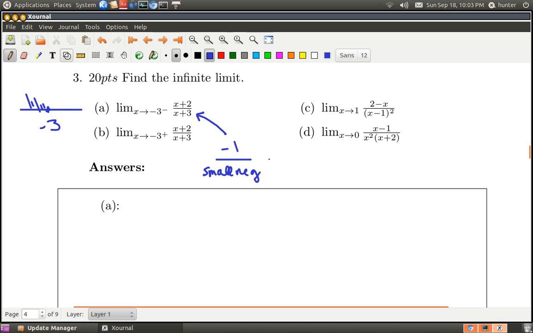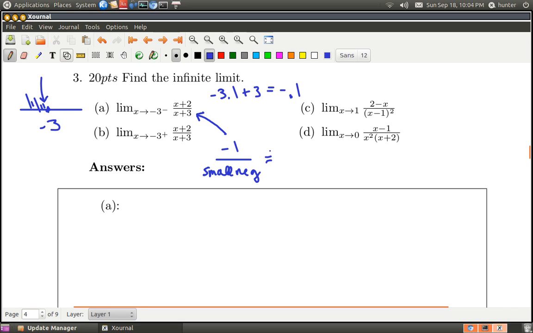And if you don't immediately see that, let me just show you. Let's say that x is like negative 3.1. So that's something just to the left of negative 3, right? Then on the bottom I would have negative 3.1 plus 3, which is a small negative. So that's why I say we have a small negative down here on the bottom.